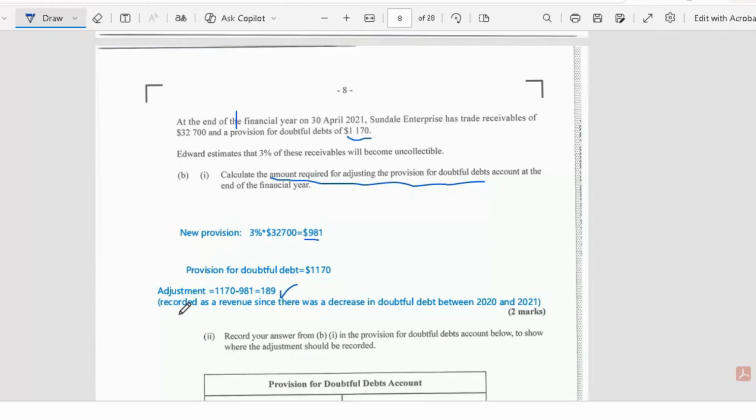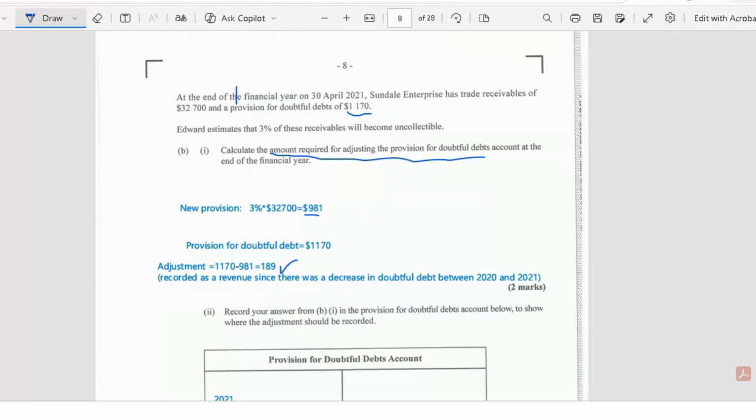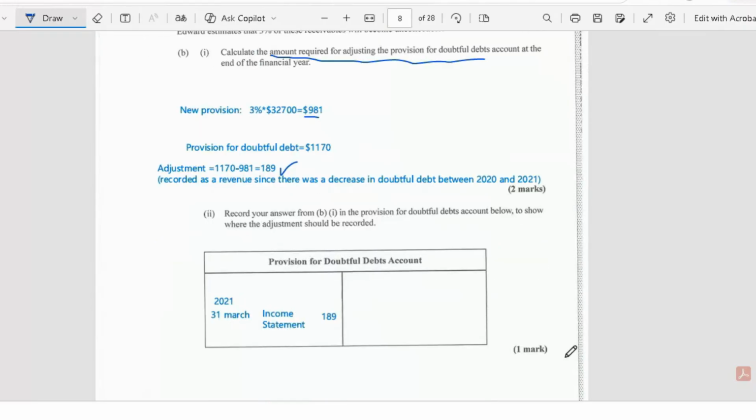When we did the subtraction, 1,170 minus 981, we got 189. So this is usually treated as a revenue because there has been a decrease in doubtful debt between 2020 and 2021. Now you don't need to have that statement, but that's just there to explain how we would record that 189 in our books. So it would be treated as a revenue in your trading and profit and loss account.